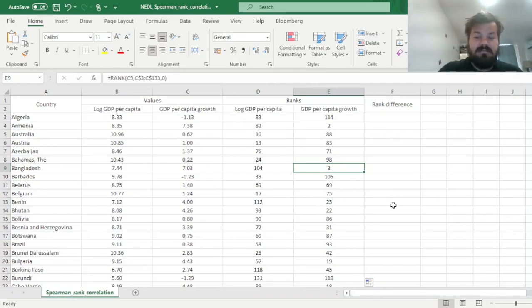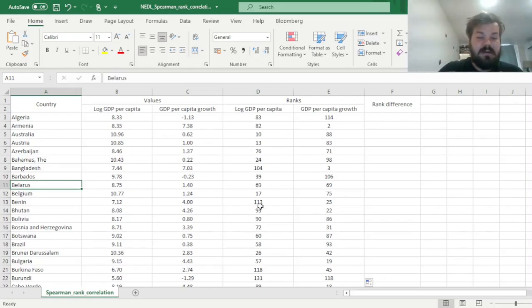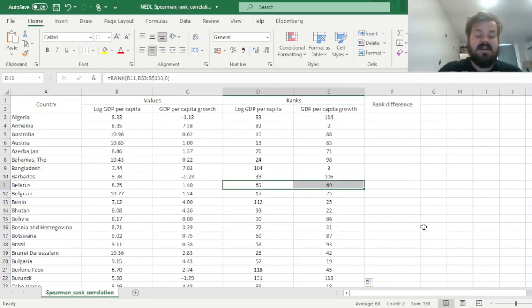Some countries are in the middle. For example, in Belarus, both the log GDP per capita and GDP per capita growth are the 69th highest in the sample, which is quite nice. And we can see other evidence that something like that is happening.